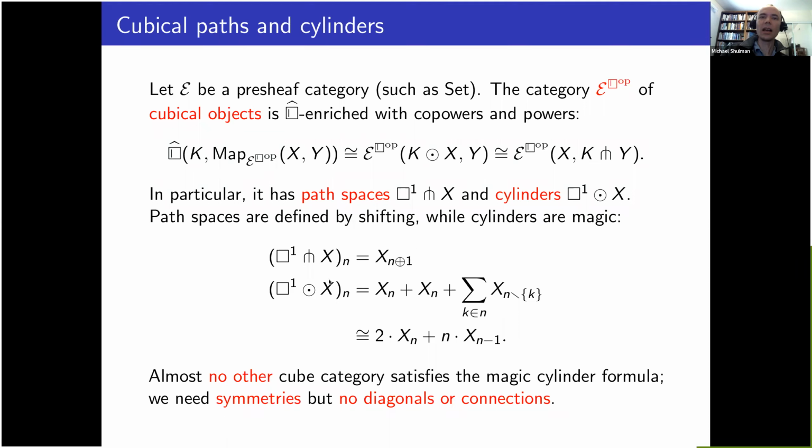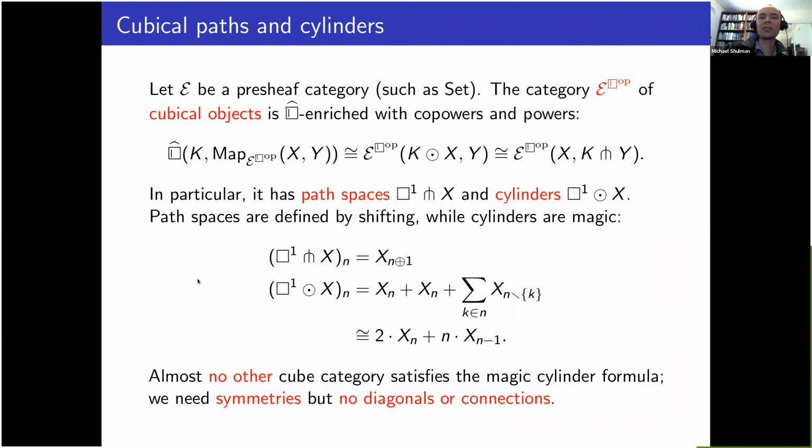What's special about the semi-Cartesian cubes is we also have a formula for the cylinder object, which I call kind of magic. So an n cube in the cylinder on X is either an n cube in X on the left, or an n cube in X on the right, or an n-1 cube in X that's stretched across the cylinder. I'll draw a picture of that in a moment. There's a skeletal version here, but also a non-skeletal version where we index those copies of things stretched across the cylinder by the elements of the set N, which is often more convenient.